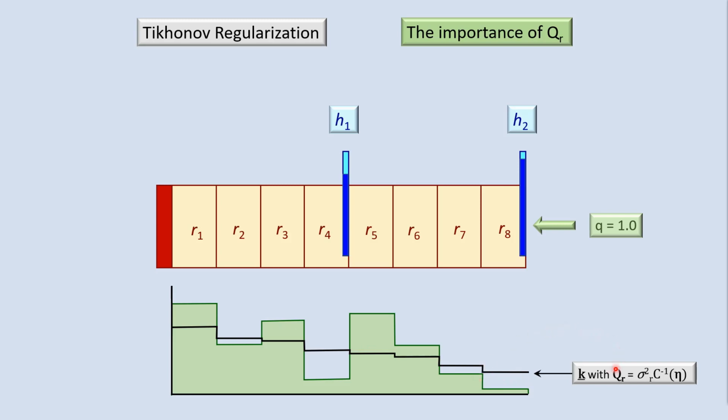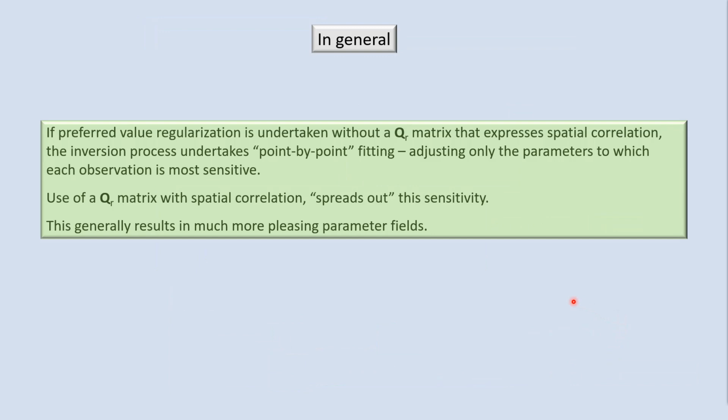So the choice of this QR matrix is important when applying Tikhonov regularization. We remember that it's not just the fact that we want to depart minimally from a preferred parameter condition that gives us a minimum error variance solution to the inverse problem. It's the fact that we want to depart in a way that makes most sense in terms of how we think the disposition of hydraulic properties is like under our site, that is important.